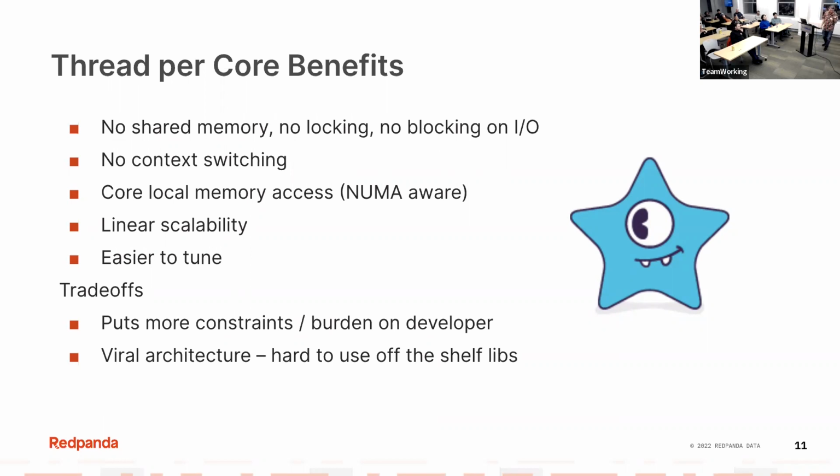And the other thing is that it's kind of a viral architecture, meaning you can't just use off-the-shelf libraries. An example of this is we have an S3 interface for tiered storage implementation, which I'll talk about later. We have the ability to offload data to S3, and we just could not use any S3 library out there because they're not designed in the thread-per-core fashion.